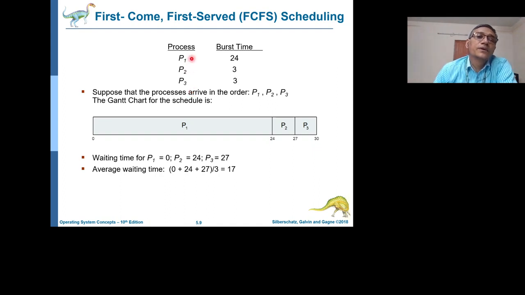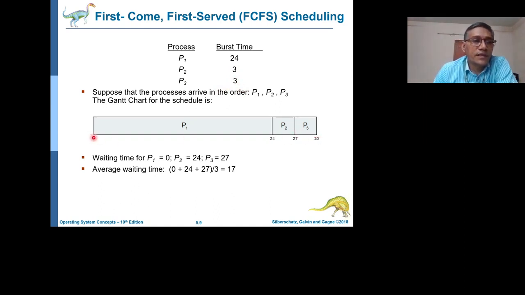Because we need to service in order, first P1 will be serviced. P1 requires 24 milliseconds of burst time, so it will get the attention of the CPU for 24 milliseconds. After 24 milliseconds, P2 will get the attention of the CPU and execute for 3 milliseconds. So 24 plus 3 is 27. At 27 milliseconds, P3 will get the attention of the CPU and execute for 3 milliseconds. So 27 plus 3 is 30.